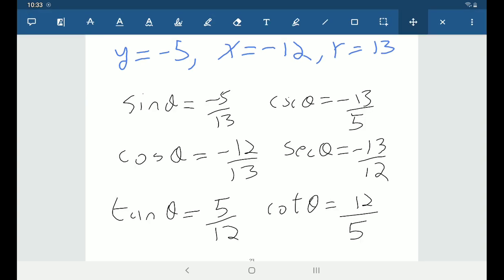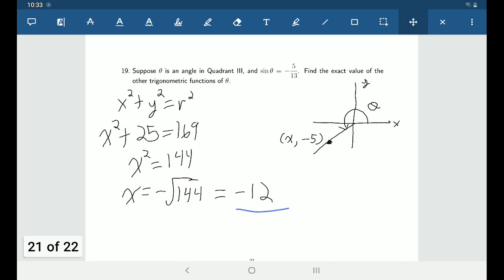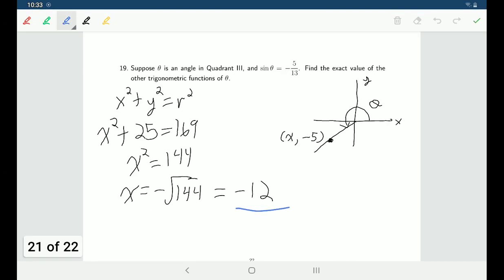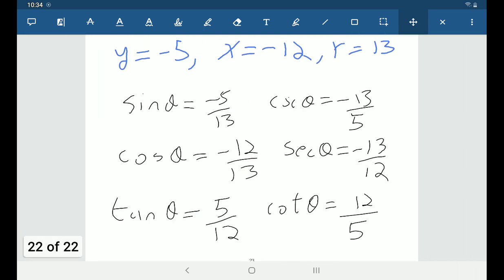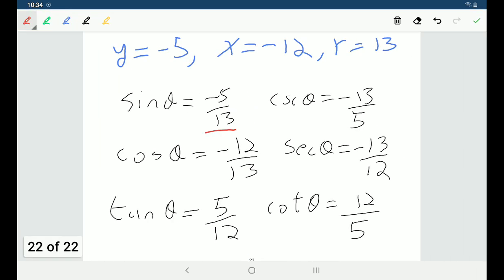One thing just to note here before I go on: we should expect, because we're in quadrant 3, that this is the quadrant where tangent is positive and also cotangent. The other four trig functions, sine, cosine, secant, cosecant, should be negative. And that's a nice little check for us to do. And lo and behold, there we go. Secant, cosecant, sine, and cosine are negative. Tangent and cotangent are positive as expected. If they weren't, that would mean I made a mistake somewhere along the way.